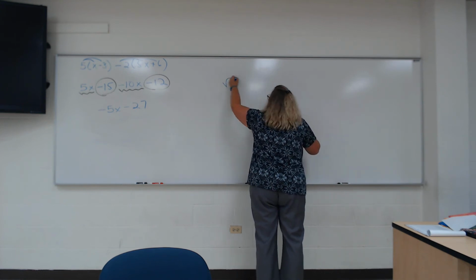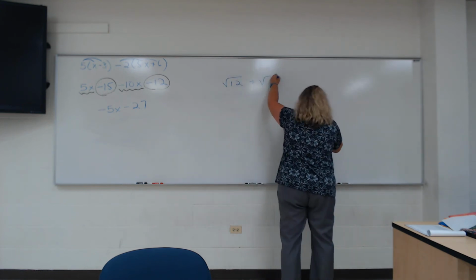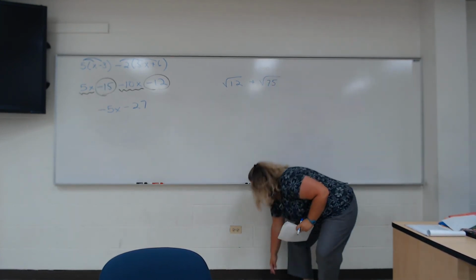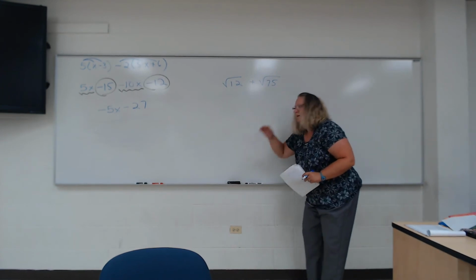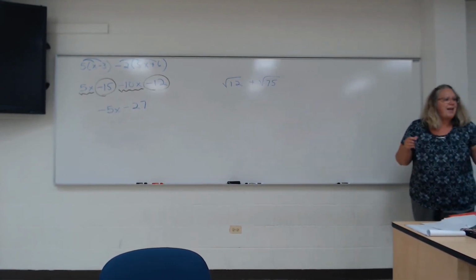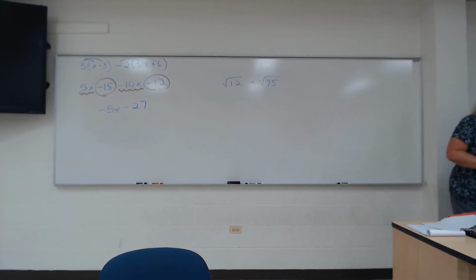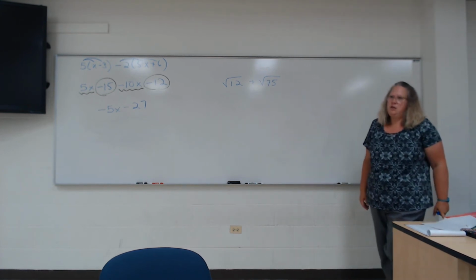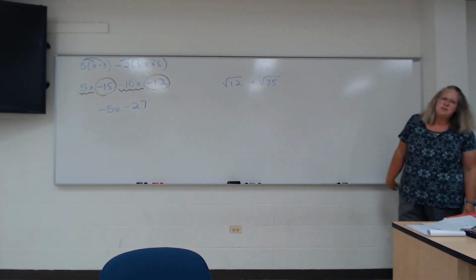Do we know how to do this? The square root of 12 plus the square root of 75. In order to add, again, it's that addition that's causing trouble. In order to add, you have to have the same number under the radical. So these can simplify.